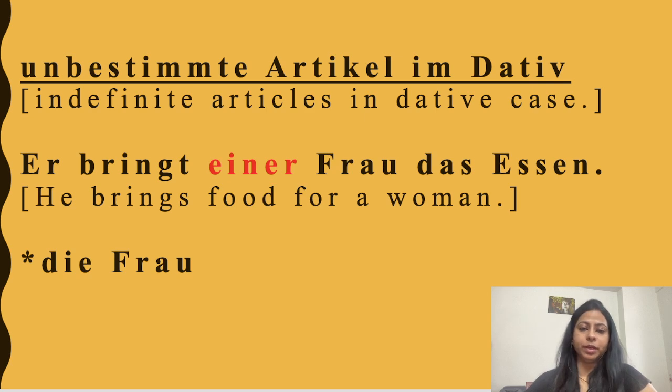Moving to a feminine case. Er bringt einer Frau das Essen. He brings food for a woman. The article for Frau is die Frau. So eine changes to einer in dative. Okay, eine Frau. Ein Gast, eine Frau, eine changes to einer.